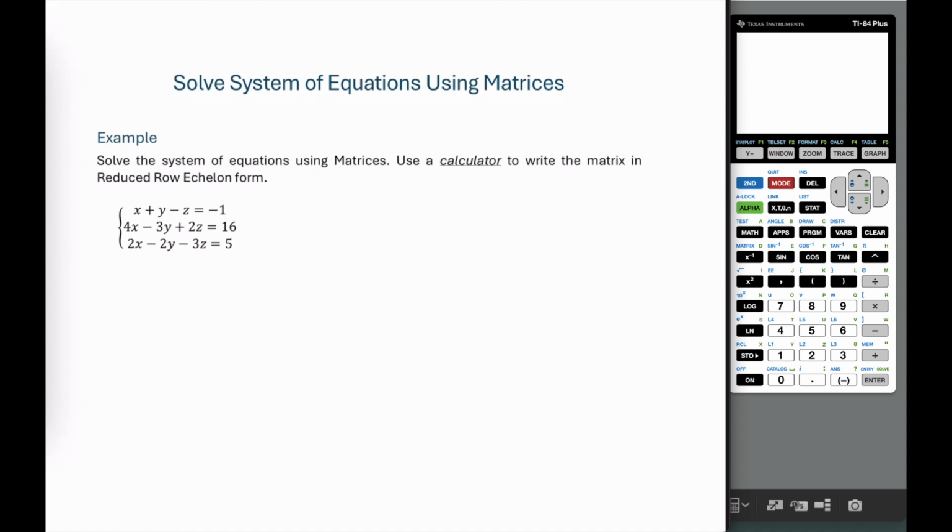Solve the system of equations using matrices. First, we'll write an augmented matrix to represent the system, and then we're going to use a calculator to convert that matrix into reduced row echelon form.